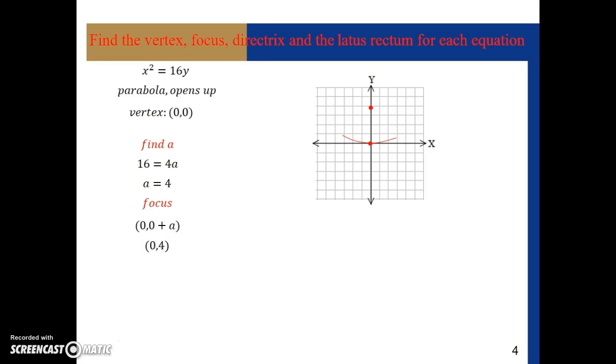If we want to find the directrix, the line that is the directrix, it's going to be equidistant down here below that vertex point, and it's going to be a horizontal line, y equals k minus a.